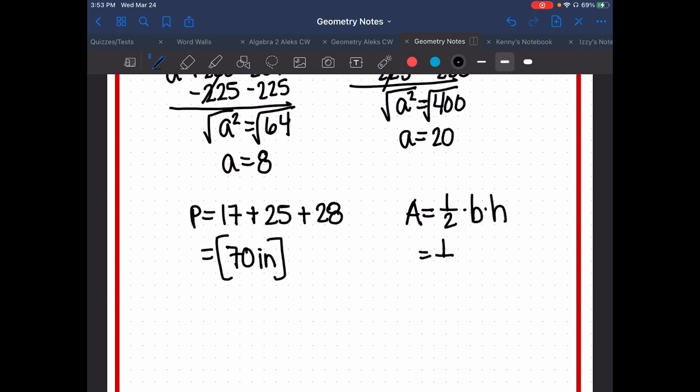I already knew, well, I found my base, 28, and they already gave me the height of 15. 1/2 times 28 times 15 is 210 inches squared.